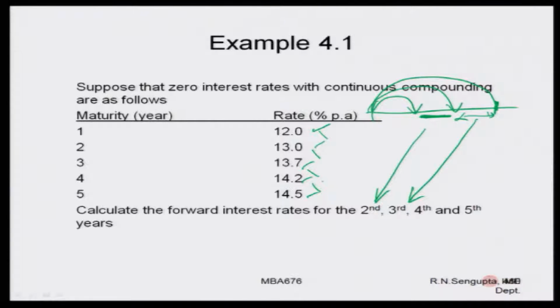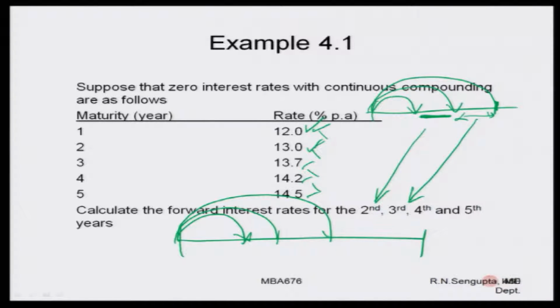Also you can find out the zero interest rate. Given the zero interest rate, you can find out the forward rate between other time frames also. Consider the same example again. From 0 to 1 the interest rate is given as 12, from 0 to 2 it is given as 13, and from 0 to 3 it is given as 13.7. So, these three values are given to you.